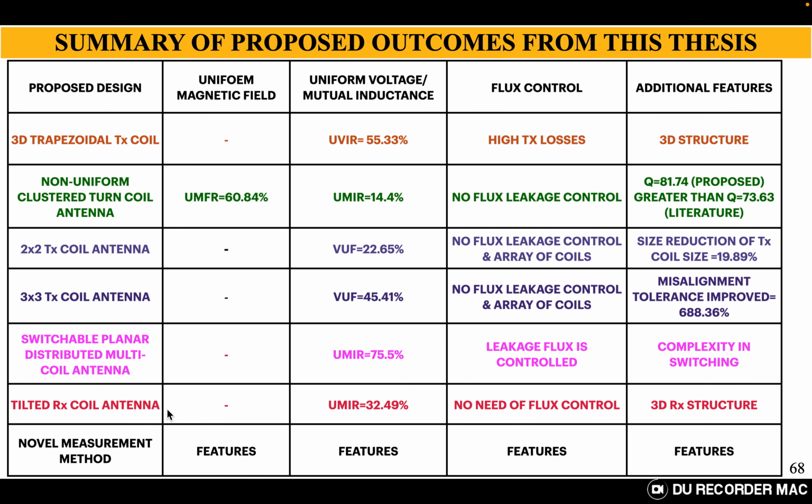For the tilted receiver coil antenna, the uniform mutual inductance region is 32.49%, but here there is no need of any flux control, because my transmitter is only generating the magnetic field along the receiver coil, that is, it is a concentrated magnetic field, so no flux control mechanism is required. But the problem, in the additional features, is that it is a 3D receiver structure, which still makes it a problem to employ in many practical designs. So this is the entire summary of all the designs.